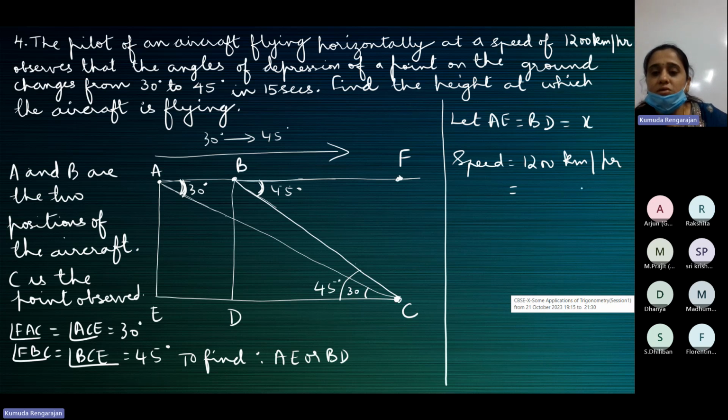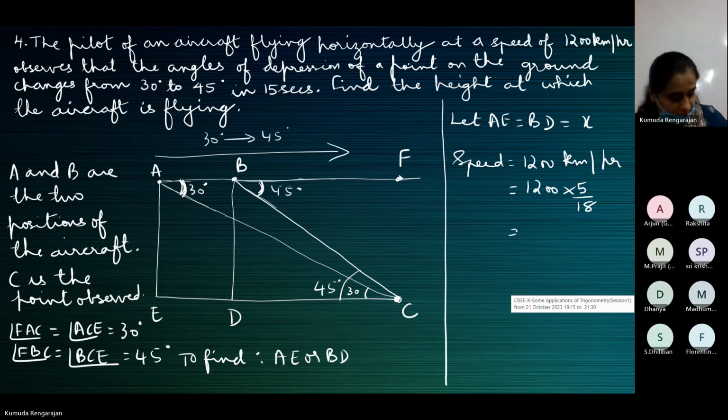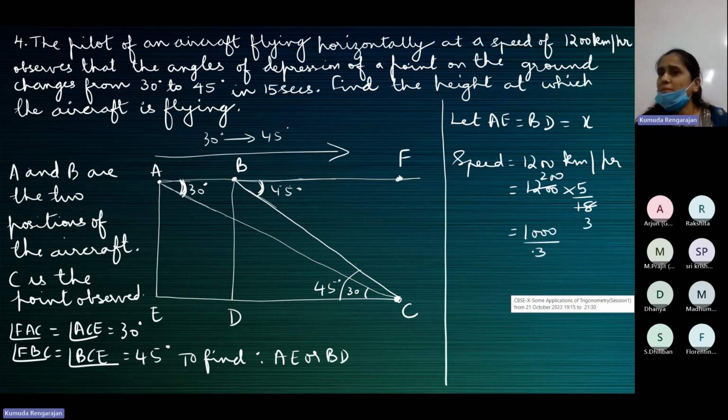Fine. So 1,200 into 5 by 18. In the tables of 6, 200. And tables of 6, 3. So let's have it as 1,000 by 3. Don't take the trouble of putting it into decimal form and all that. So speed is equal to 1,000 by 3 meter per second.